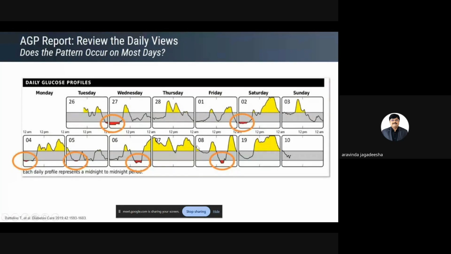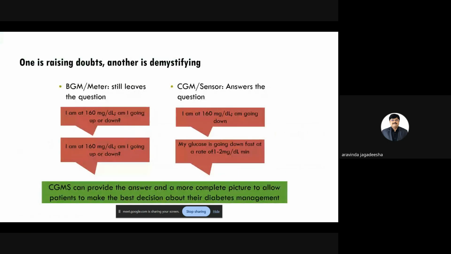At the end of 14 days, you can sit with the patient and discuss. If the patient makes a chart of what they eat, what they ate, it also helps us in educating the patient. So one is raising doubts, another is demystifying. This is a very important statement.